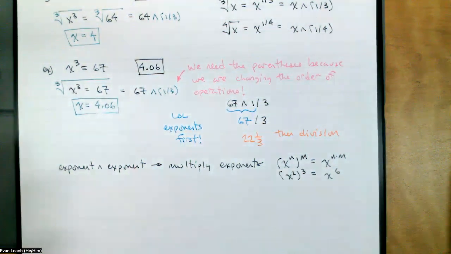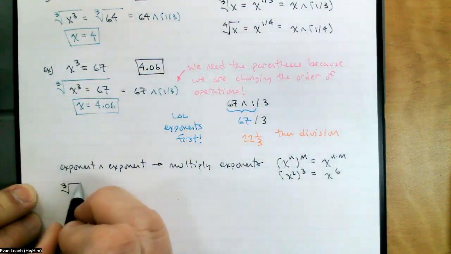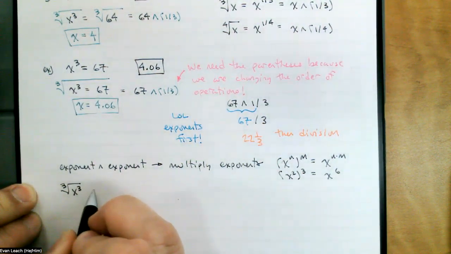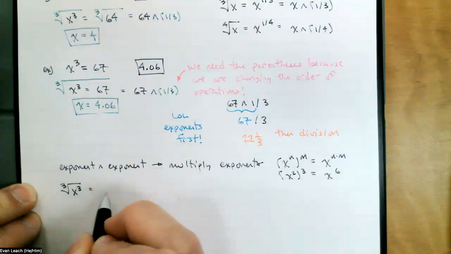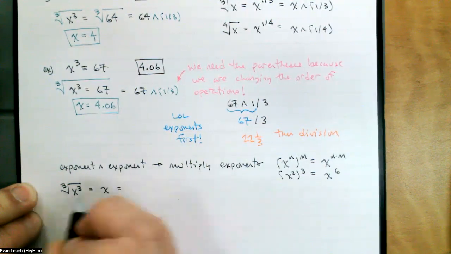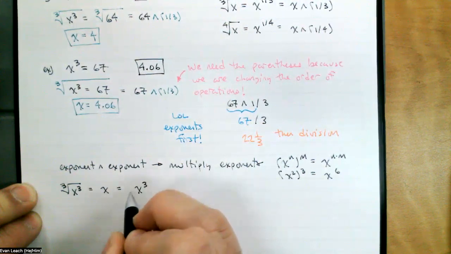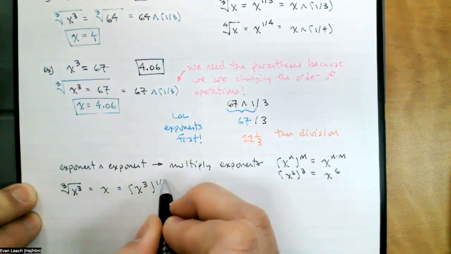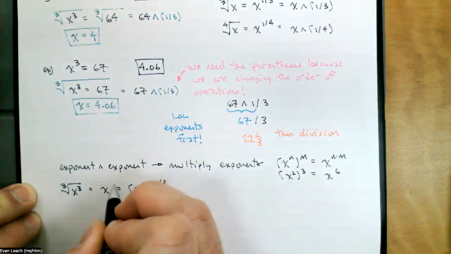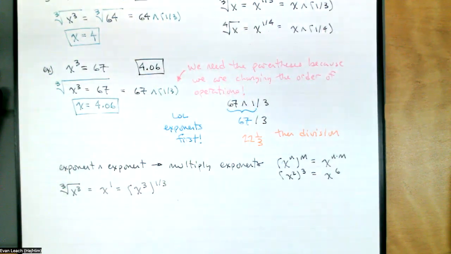So if I have the cube root of x cubed, we know that this is equal to x. The way we can think about it is we could think of x cubed being raised to the 1/3 power. 3 times a third is 1. We multiply the exponents.